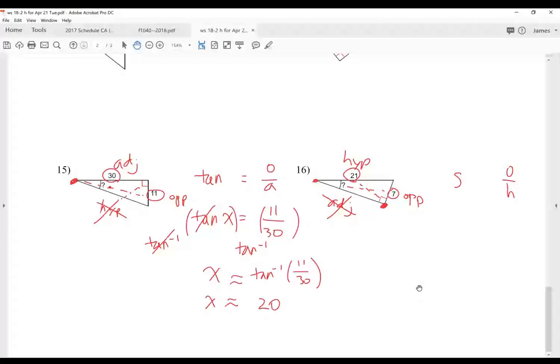All right, so something new, but we still use the same starting formula, sine, cosine, tangent, and then to solve for x in the final step, you have to do inverse tangent, inverse sine, which is in your calculator. Okay, have fun.